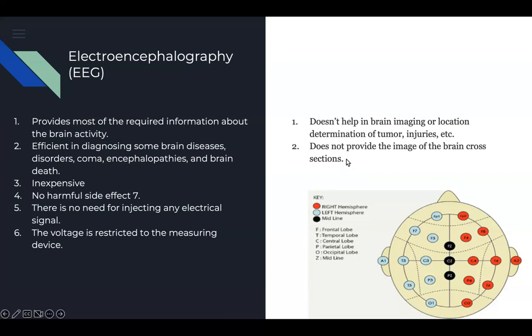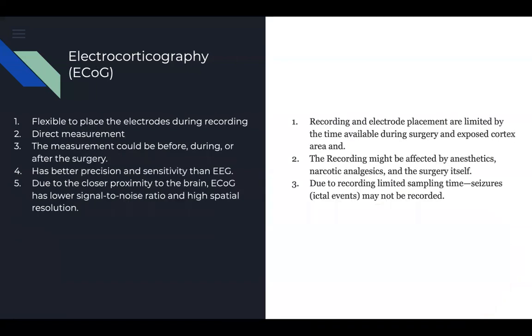There are some issues with this technology. It cannot be fit for everything. For example, it cannot generate the brain imaging location of a tumor or injuries, and it doesn't generate a brain cross-section image either.